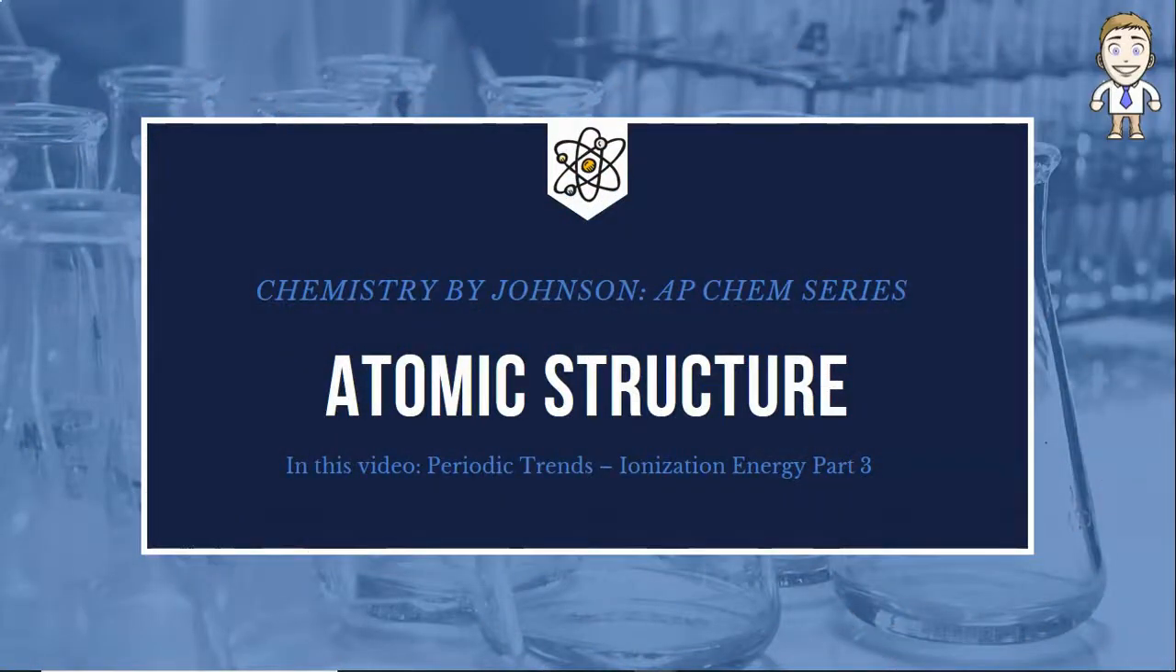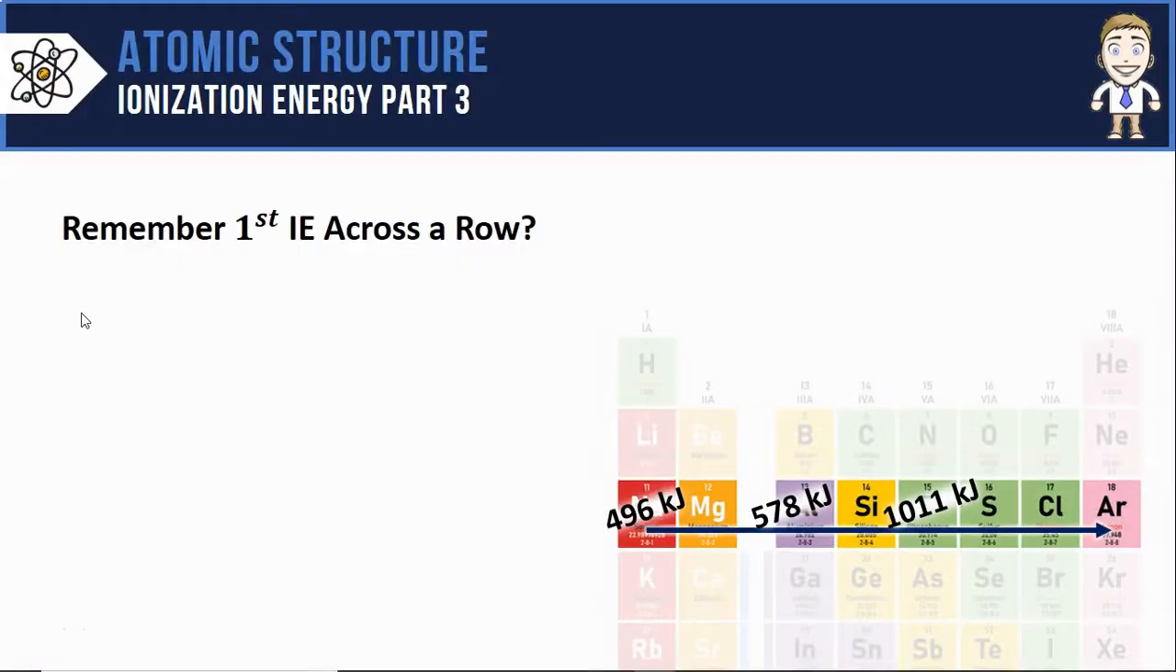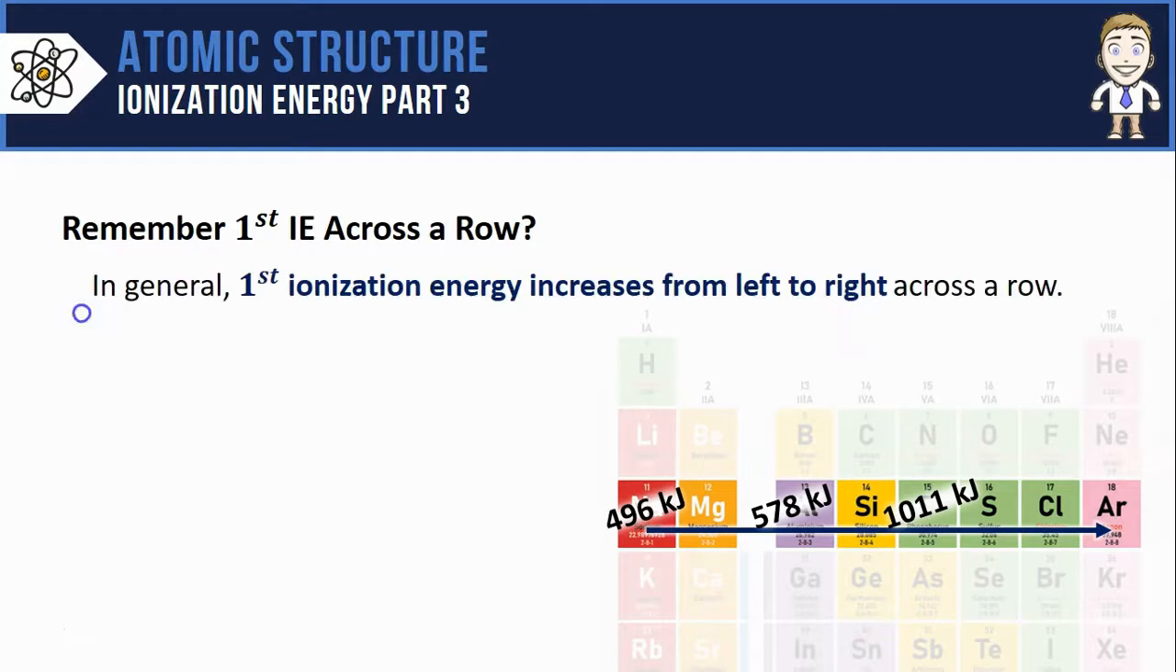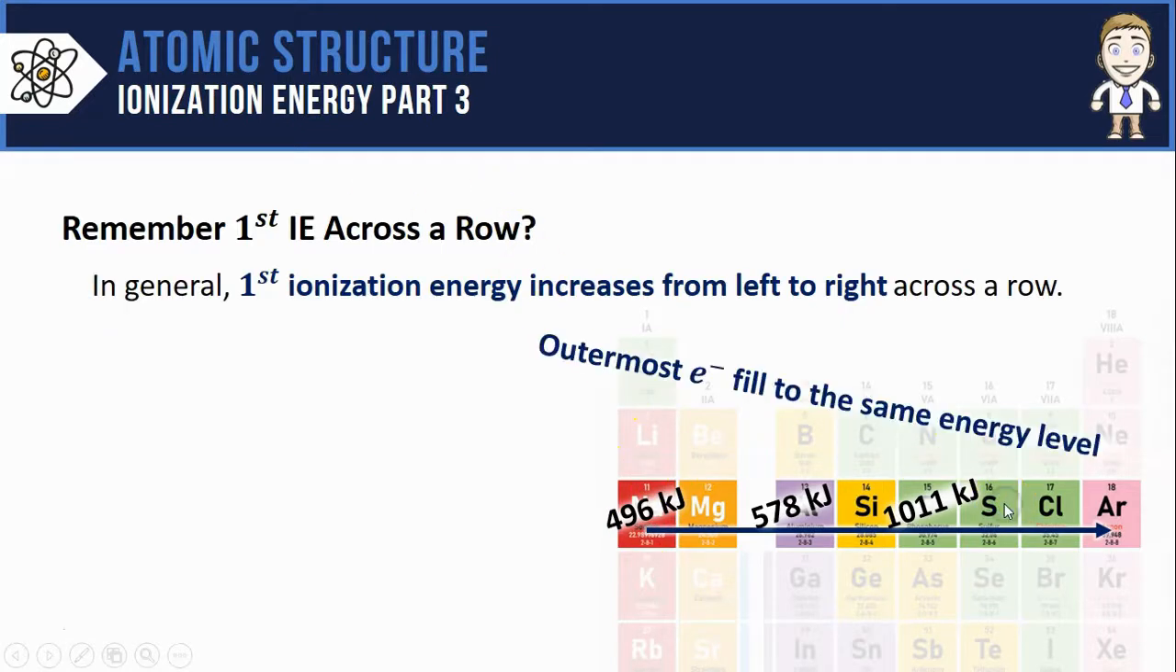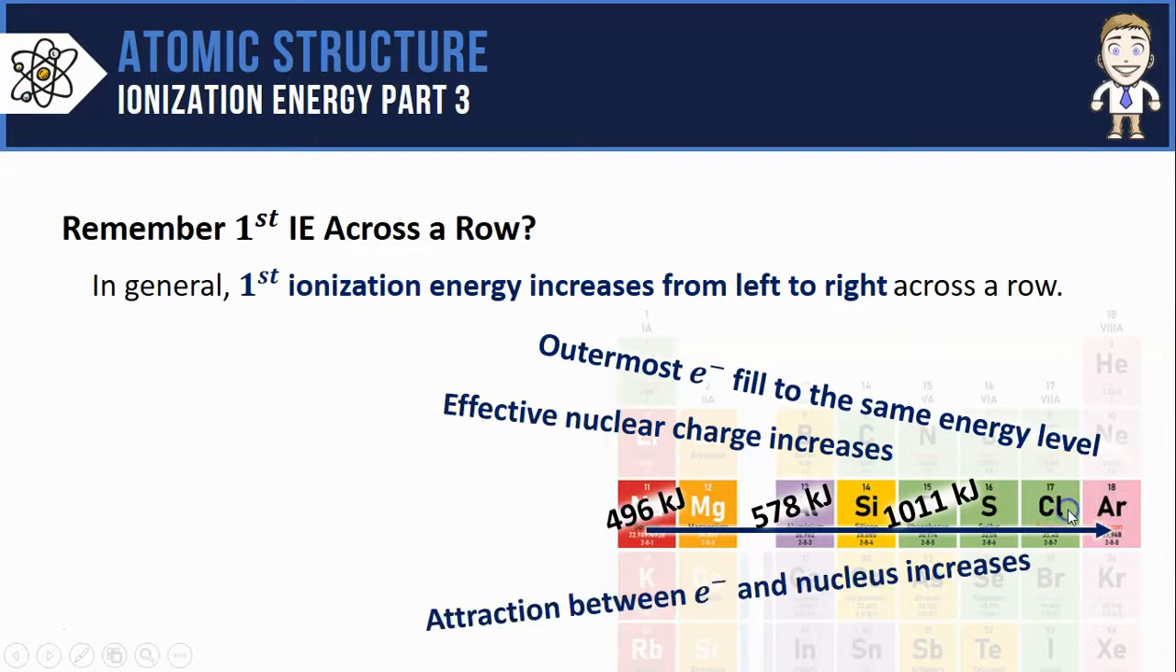Hey everyone, in this AP Chem series video, we're going to continue taking a look at the periodic trend in first ionization energy. First, let's remind ourselves how this first ionization energy changes across a row, in general increasing from left to right. This is because within that row, the outermost electrons are all in the same energy level, but the effective nuclear charge does increase towards the right-hand side.